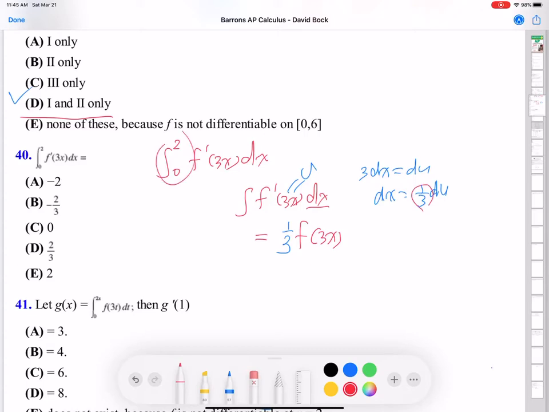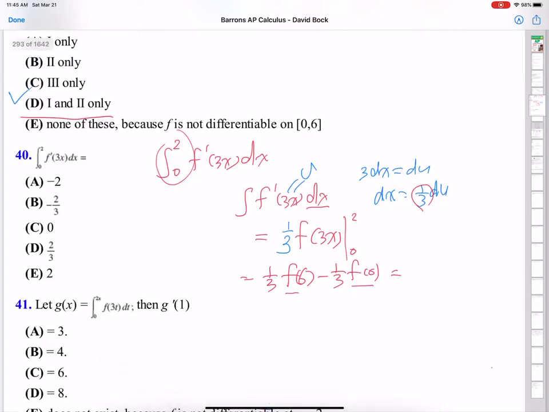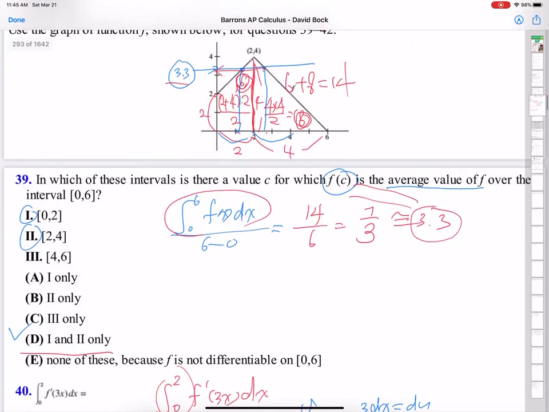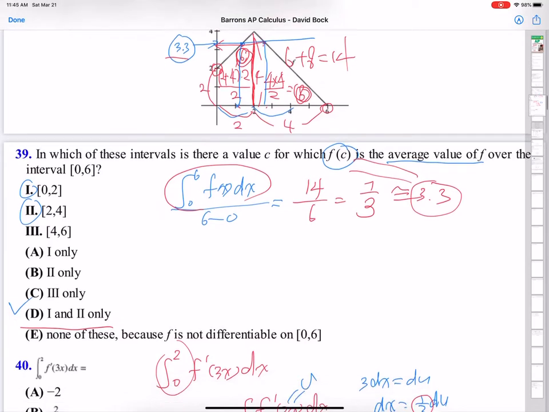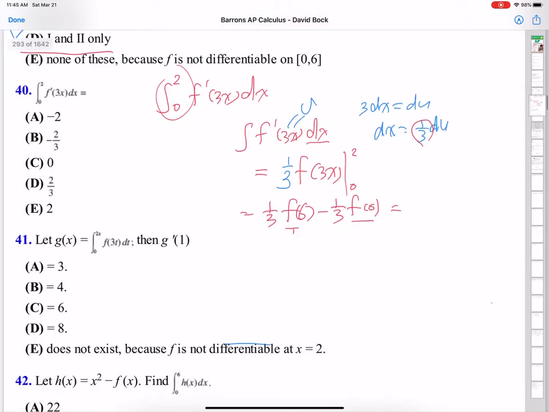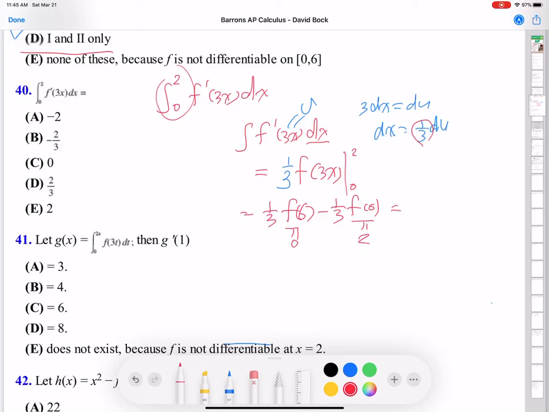So integral 0 to 2 means plug 0 and 2 into this function. 1/3 f of 6 minus 1/3 f of 0. So what is f of 6 and f of 0? Go back to the graph. f of 6 is 0 here. f of 0 is 2. So that value is negative 2/3. B is the answer. I solved all 40 problems.